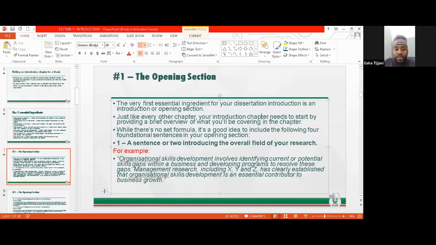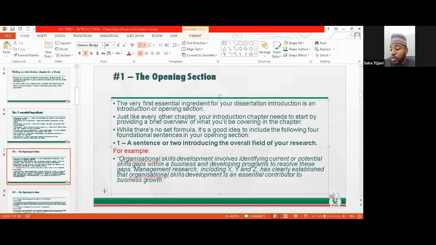So the example that I gave here for the opening sentence about the skill development article is, and I quote, "Organizational skills development involves identifying current or potential skills gaps within a business and developing programs to resolve these gaps."